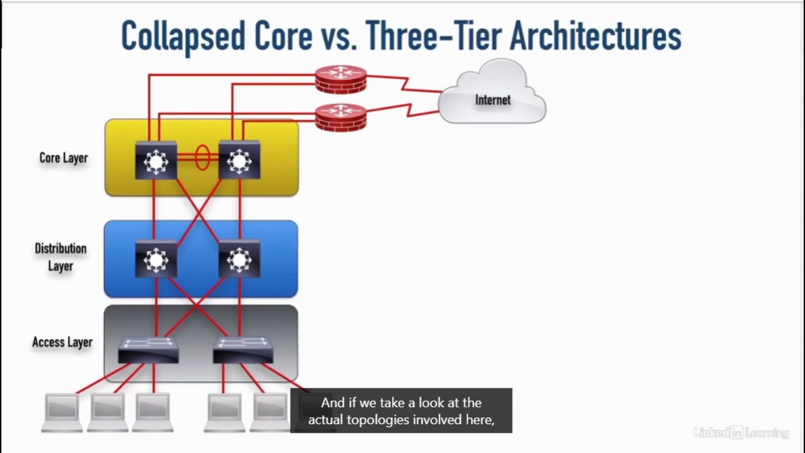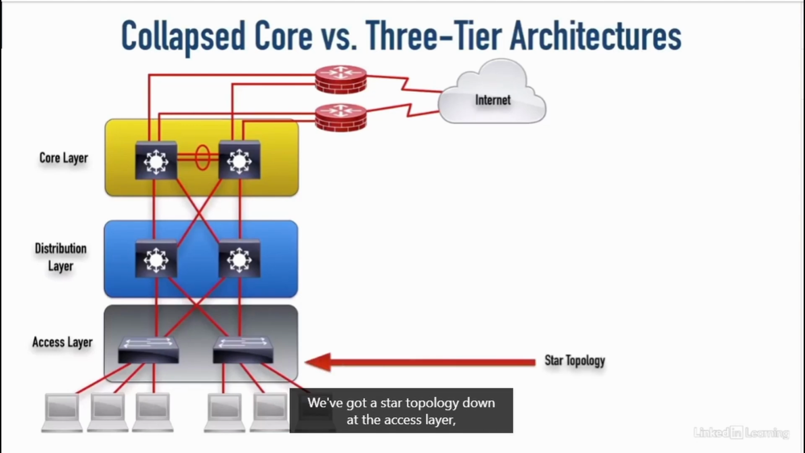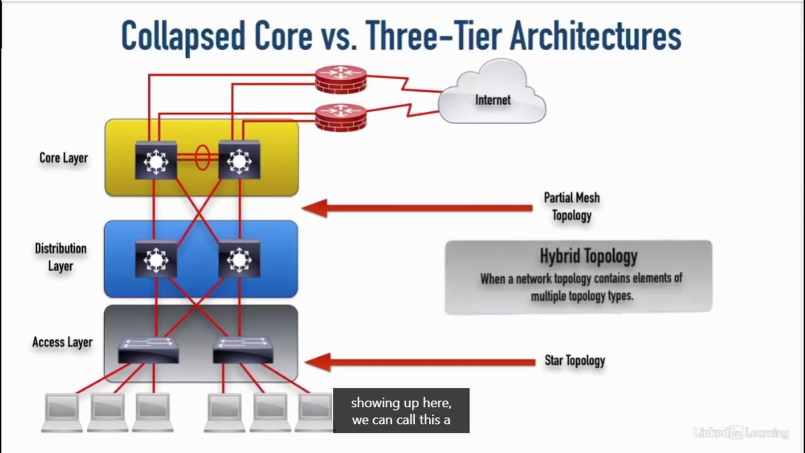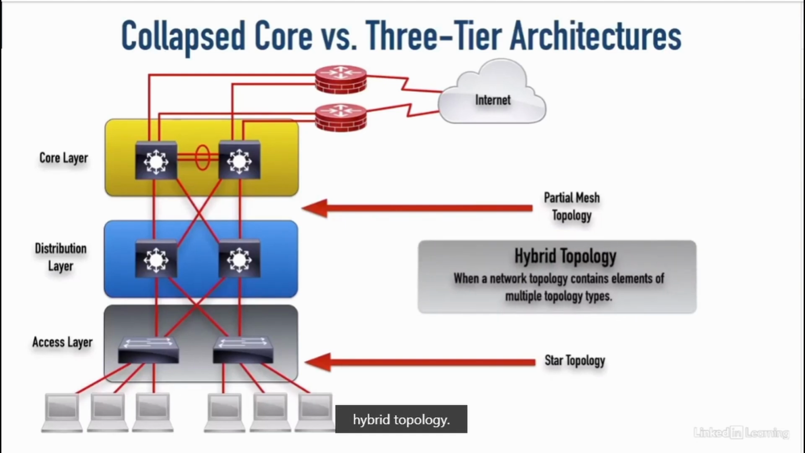And if we take a look at the actual topologies involved here, we can see we've got a mixture. Think about it. We've got a star topology down at the access layer. We're starring out to all of those different devices. For redundancy, we're interconnecting our switches between our layers. That would be a partial mesh topology. And since we've got both a star and a partial mesh topology showing up here, we can call this a hybrid topology. It's a mixture of different topologies. But again, this is the traditional 3-tier architecture.